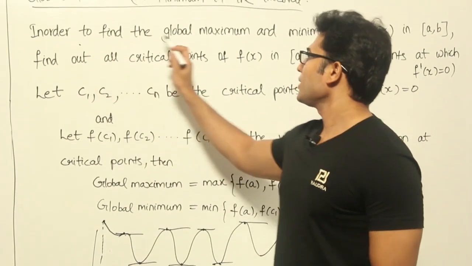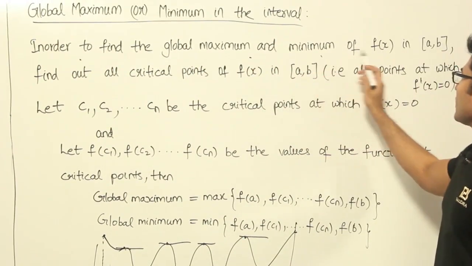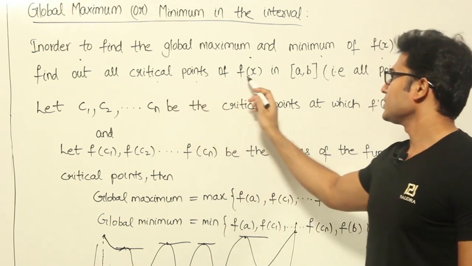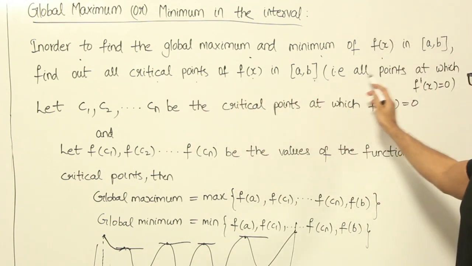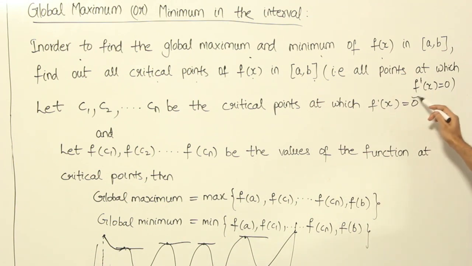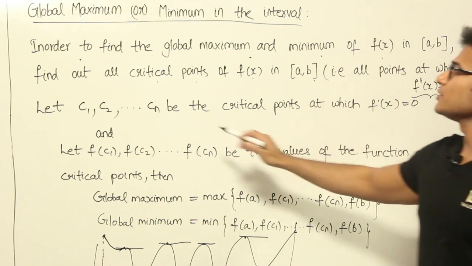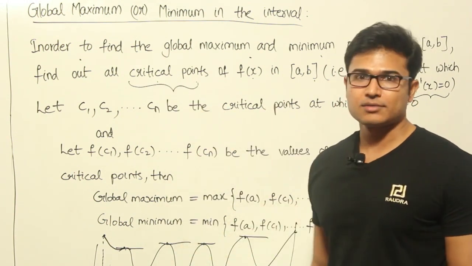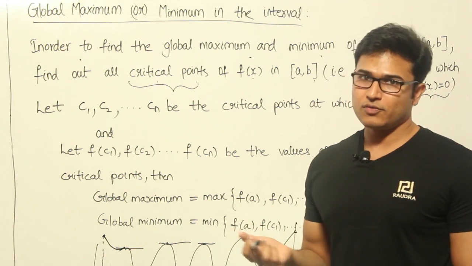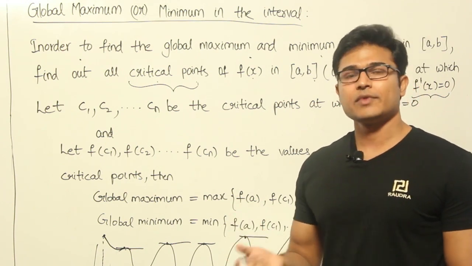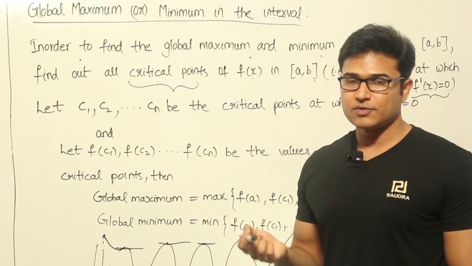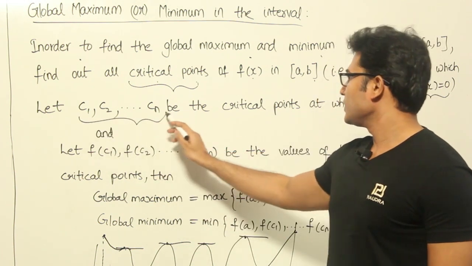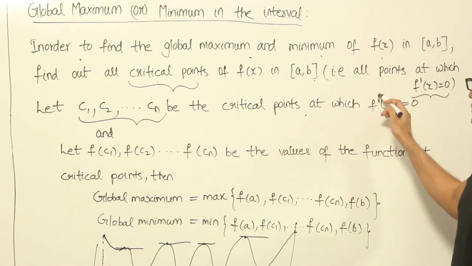Now see this. In order to find the global maximum and minimum of f of x in the interval a comma b, find all critical points of f of x in a comma b, that is, all points at which f dash of x equals 0. As we know, these are also called stationary points, right? So find all such points. How can you find them? Write f dash of x equal to 0 and solve that equation. Then you get all the values of x which are called the stationary points or critical points. Now let c1 to cn be the critical points at which f dash of x equals 0.